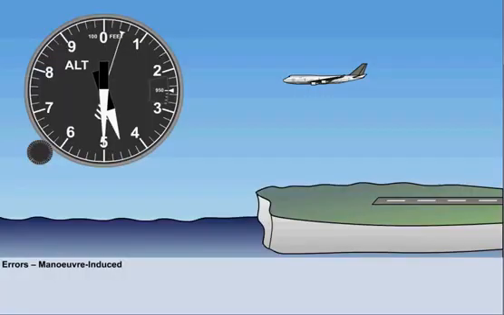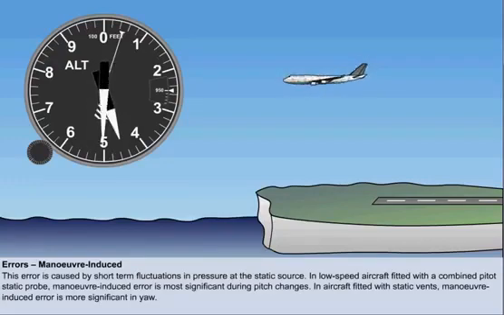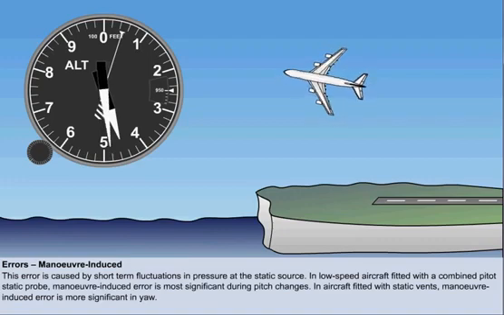The next to consider is maneuver-induced error. Again, this error is related to the source of the static pressure and is caused by short-term fluctuations in pressure at the static source. In low-speed aircraft fitted with a combined pitot-static probe, maneuver-induced error is most significant during pitch changes. In aircraft fitted with static vents, it is more significant in yaw, but even so, this is not a very large error.